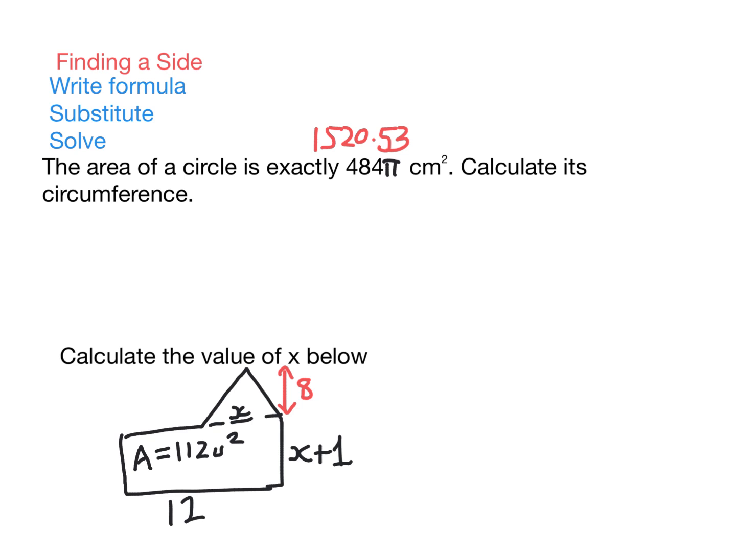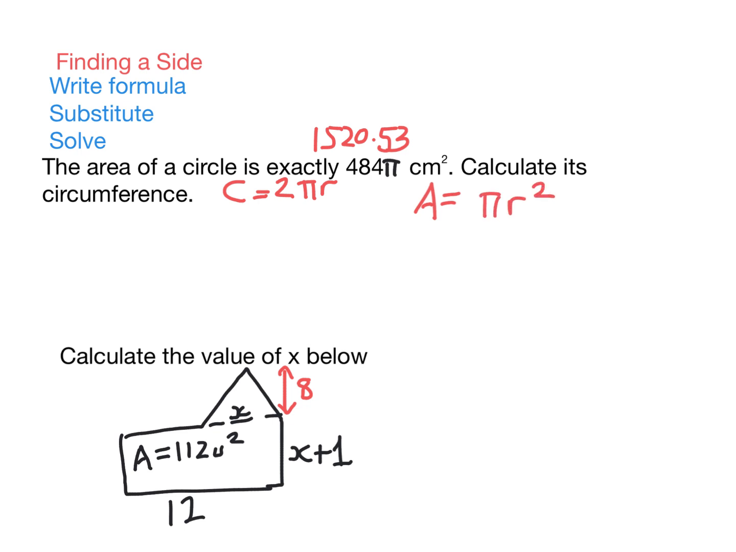So what you should first ask yourself is, what do I need to know the circumference? Well, the circumference of a circle is 2 pi r. So I can't calculate the circumference unless I know the radius. So what I'm going to do is I'm going to use the area that I'm given here to find the radius. How do I do that? Well, we start by writing the formula. The area of a circle is pi r squared.